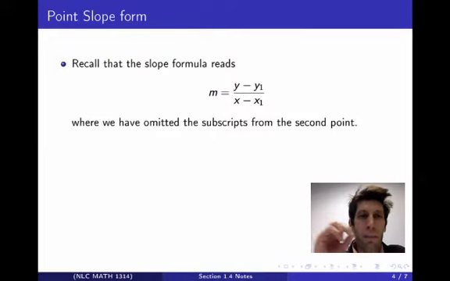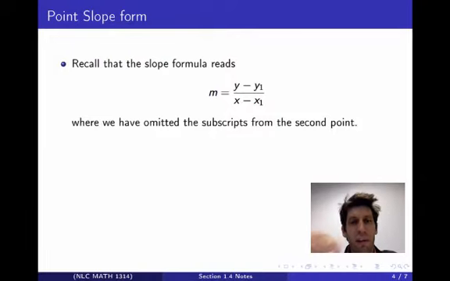Now we're going to talk about point-slope form. This is a different form of an equation of a line, and it's derived from the slope formula that we had from before. Recall that the slope formula is m equals y2 minus y1 over x2 minus x1. So what I've done here is rewritten that formula but lacking the subscripts on the second point. So m equals y minus y1 over x minus x1.